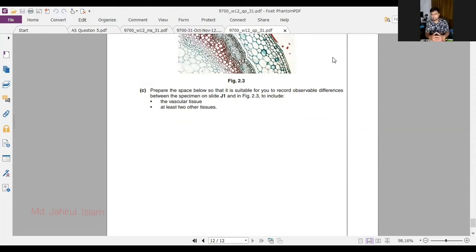so you need to draw a table with the headings, and then you will write down at least 4 differences, but you must write down at least one from vascular tissue and at least 2 from other tissue. Okay, so this is the last question, and I'm showing you how to do that.